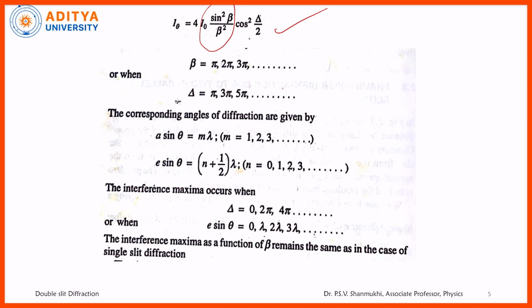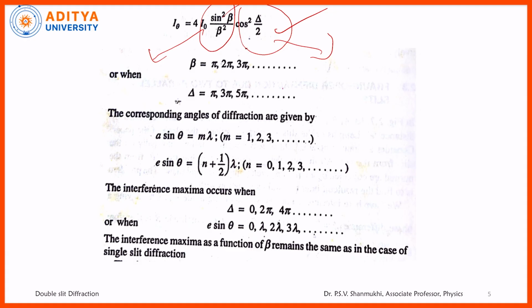Here two terms are there, I naught sin square beta by beta square and cos square delta by 2, that is 4 I naught cos square delta by 2. This is actually the diffraction term and this is the interference term. Two terms are there, the interference term and also the diffraction term. Both the terms we have to analyze.